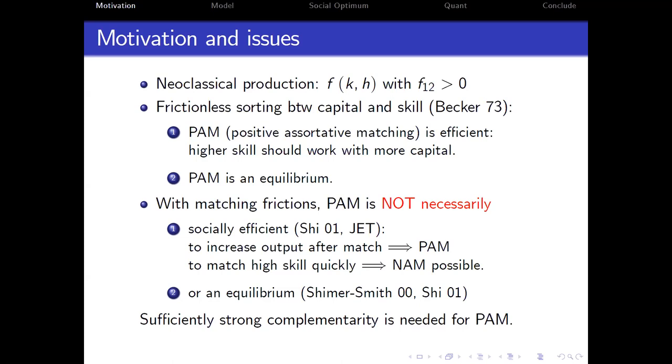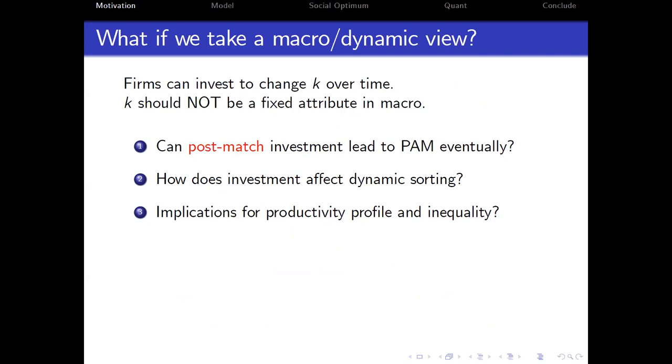All right, what if we actually take a dynamic macro view of that problem? The notation seems to suggest it's macro. Well, in that case, firms can invest to change the K over time. So in contrast to a lot of papers in this sorting literature and also in macro labor, K should not be a fixed attribute in macro at least, because otherwise all the neoclassical stuff would seem to have wasted the 1960s and 70s dealing with the dynamics.